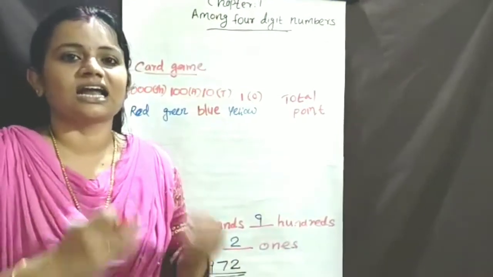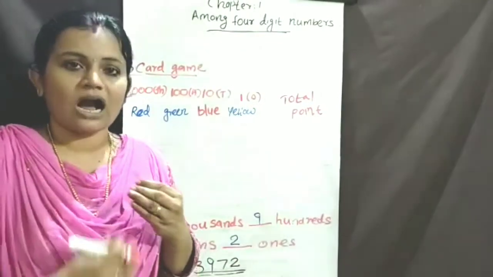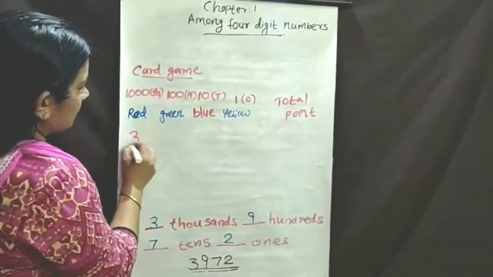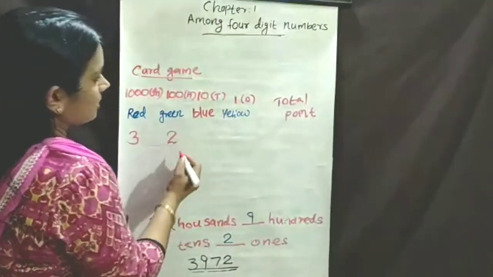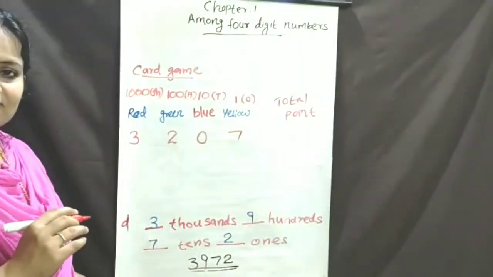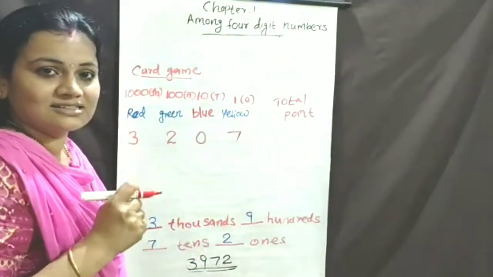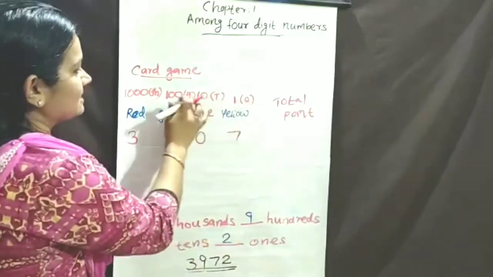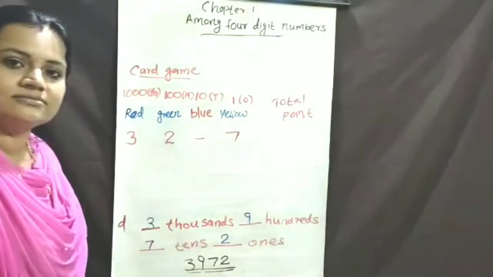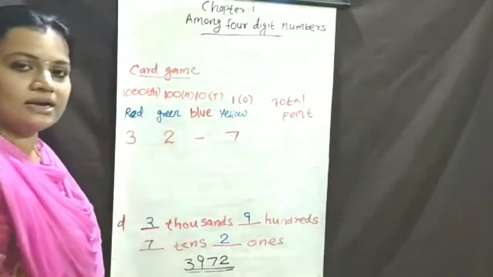First, Jisha. Jisha collected some cards from the box. She got 3 red cards, 2 green cards, 0 blue cards, and 7 yellow cards. This is also based on the places of the given numbers. We already learned ones, tens, hundreds, thousands. Then 0 is not given, only blank. Only a dot is given, not 0.